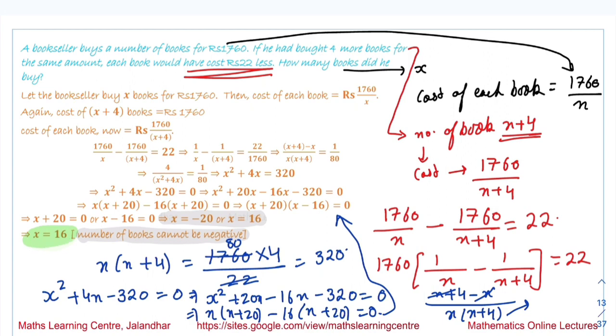So what we are saying, x is equal to 16. The x we have considered is the number of books he has bought. It is x, so he has bought 16 books.